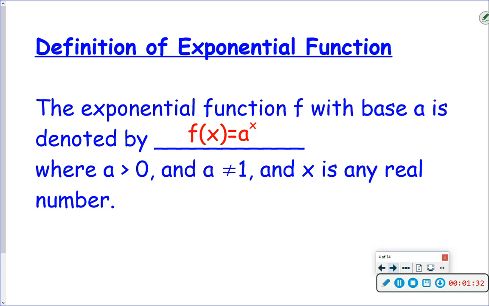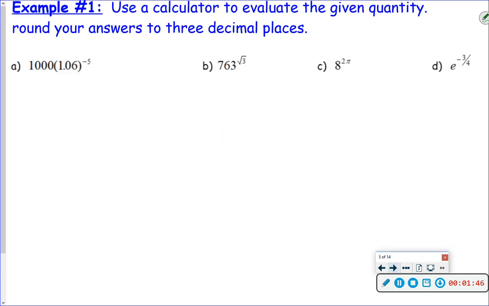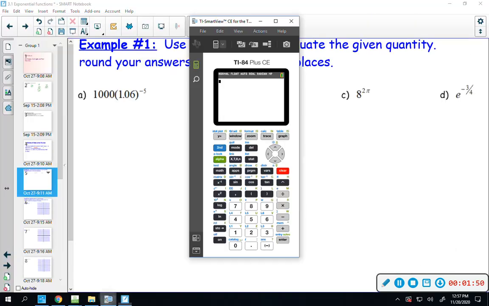Notice it says a is greater than 0 and it can't equal 1. Clearly, if you have 1 for a, 1 to any power is going to just continue to equal 1. It really kicks it into what we call a constant function. Equals the same thing. So first thing we're going to do is just practice a little bit here with our calculator. So let me kind of minimize this a little bit so I can pull up my calculator for us.